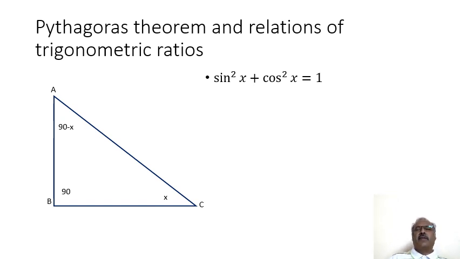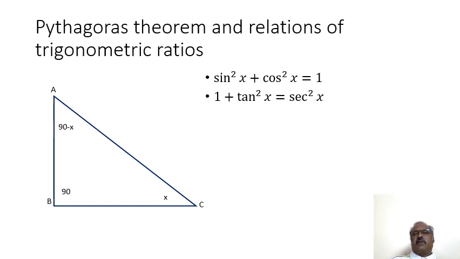Now sine of x whole square is written as sine square of x. We pronounce it as sine square x. When we write cos square x, what we mean is cos of x whole square, the square of the cos of x.